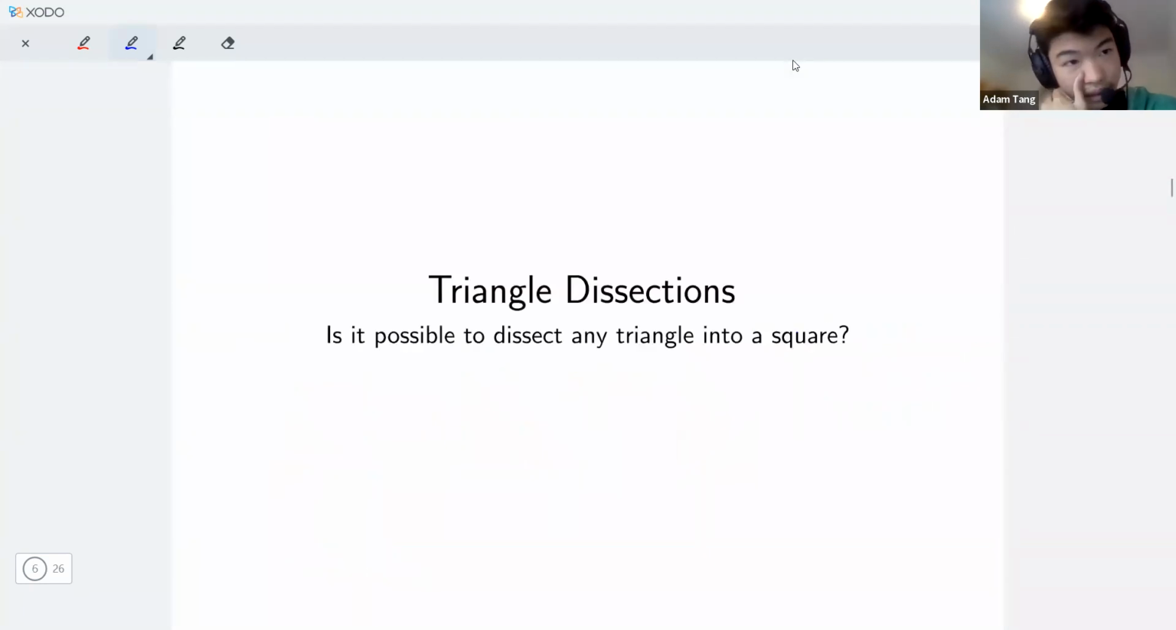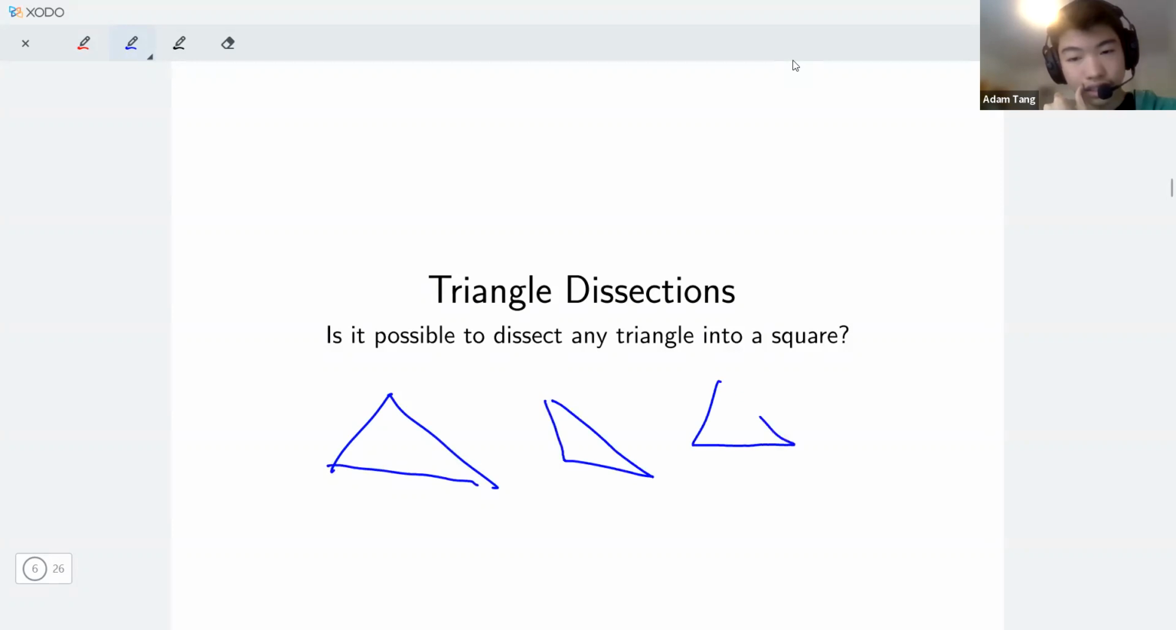So we already saw a way to turn an equilateral triangle into a square. Maybe we can think about any triangle now. Is it possible to decompose any triangle into a square? Take this triangle or this triangle or this triangle. Is it possible to turn these into squares? And we'll explore that right now.